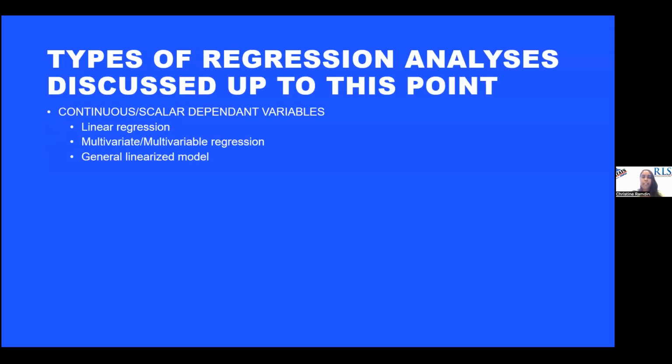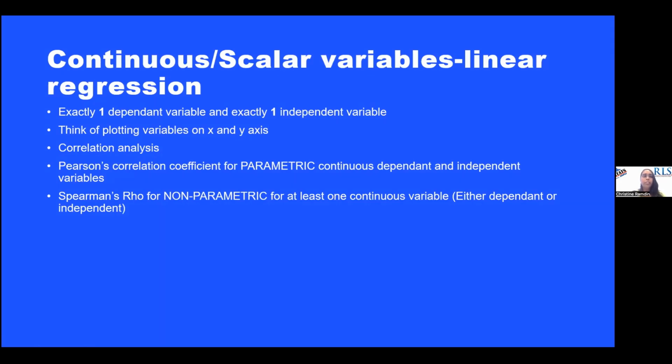Up until this point, in our last webinar, we specifically discussed the types of regression analyses or association analyses you could do for cases where you have continuous or scalar dependent variables. These are your general linear regression, your multivariate or multivariable regression, and your generalized linear model. When you're doing general linear regression, you have exactly one dependent variable and one independent variable. Think about just plotting points on an X and Y axis, and you want to see whether there is a linear association or not.